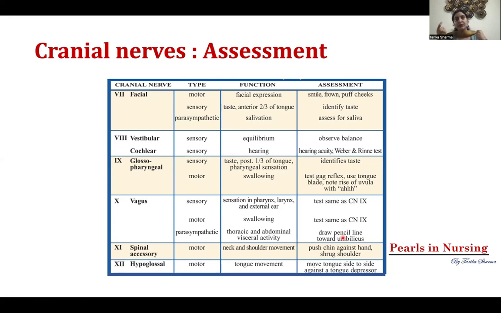At the same time, we can also use a whisper test. Going behind our patient, you try to whisper something in his ear and ask the patient to repeat it. If the person repeats the same thing, it means he has proper hearing acuity, and the same thing can be repeated in the other ear also.